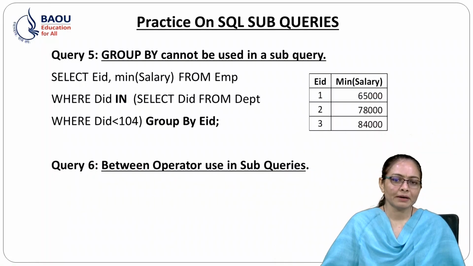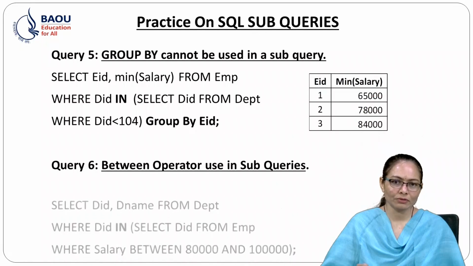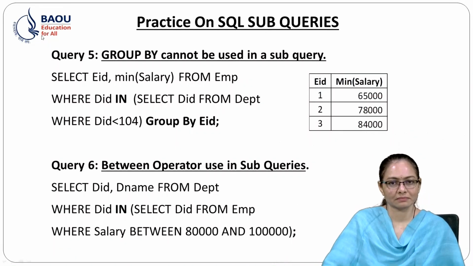Now the between operator used in a subquery. How to use the between operator? See, select DID comma DName from the department, where DID in the bracket this. How to use the between operator in a subquery? Like this, where salary between 80,000 to 1 lakh. So it will display the employees with salary between 80,000 to 1 lakh.